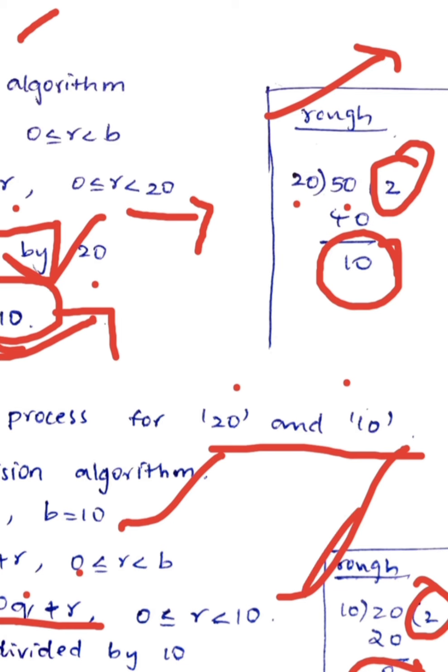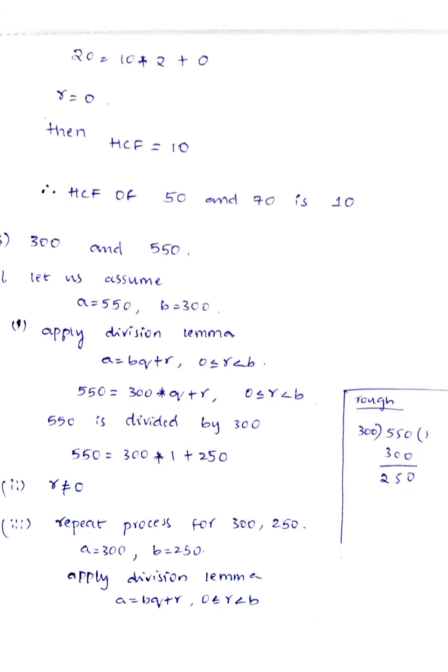These divisions should be done in rough work only. Now replace the q and r values in the equation. Here is the updated equation, that is 20 equal to 10 into 2 plus 0. And in the second step we need to check for the value of r. Here r value is 0.